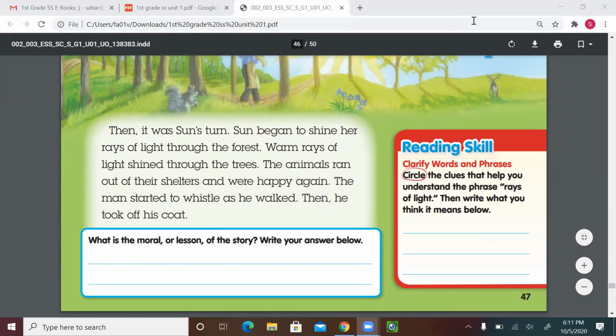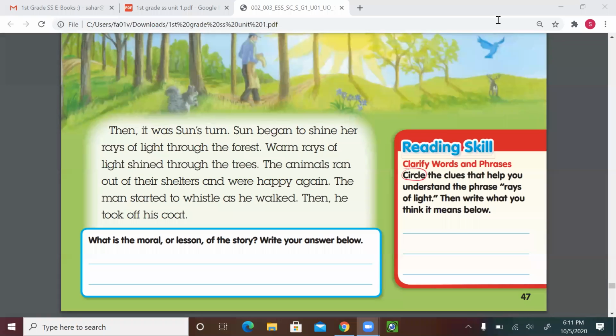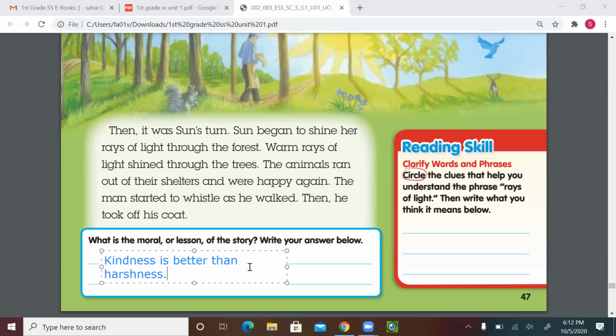So let's write down the moral or the message or the lesson behind this story, that kindness is better than harshness. Very good. I'll wait for a few seconds, give you a chance to write this. But again, if you need, you can just always pause and go back to your video and write this part. So please put this.